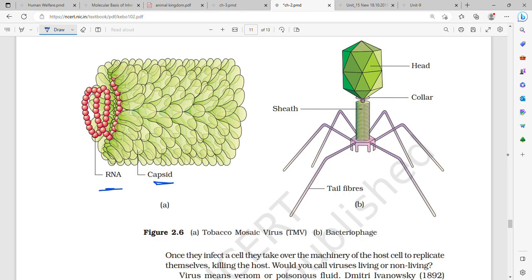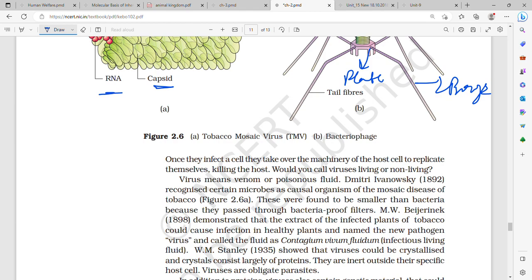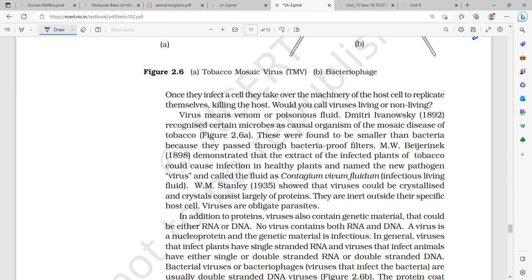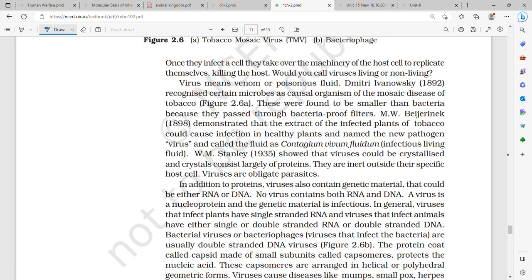So they basically have head, collar, tail, sheath, plate, prongs. Examples are tobacco mosaic virus, TMV, and bacteriophage. Once they infect the cell, they take over the machinery of the host to replicate themselves, killing the host. So are they truly living or non-living?